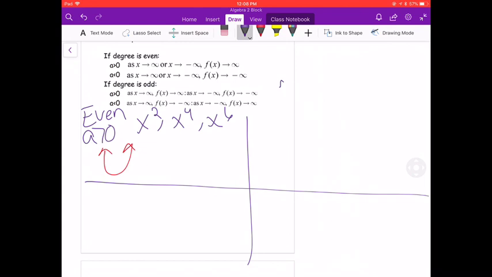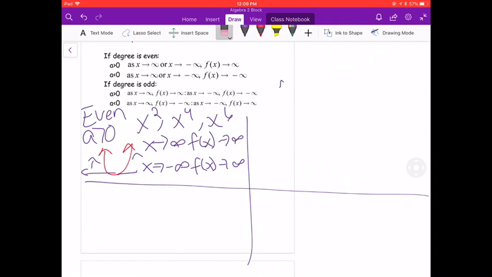So for all evens, as x approaches infinity, so as you go to the right, the function goes up. As x approaches infinity, the function also approaches infinity. Then as you go to the left, so as x approaches negative infinity, the function also approaches positive infinity. It goes up. So as you go to the right, it goes up. As you go to the left, it goes up. So it got a little confusing there.